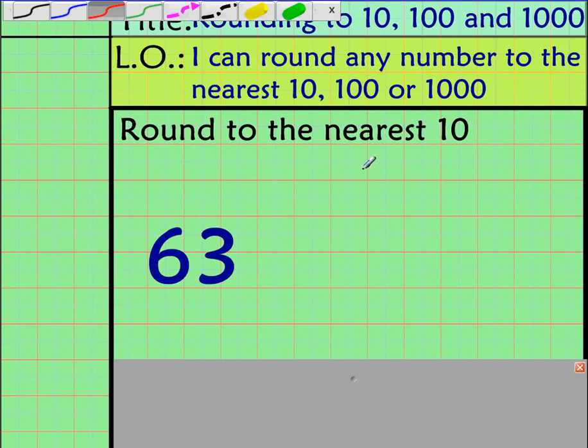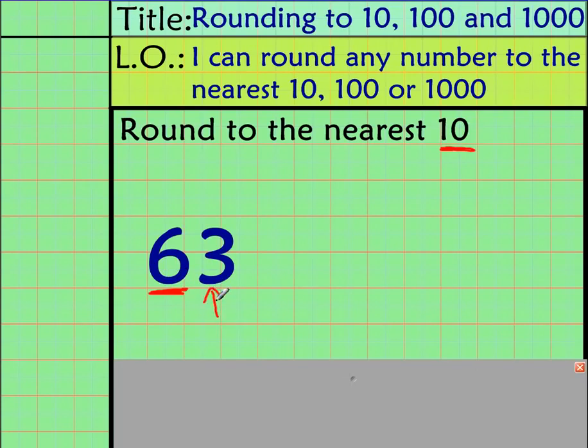If we're rounding to the nearest 10, all I want you to do is go to the digit in the tens position. So this is units, this is tens. Underline the digit in the tens column, and the indicator, the one which tells me how I'm going to round, is the one to its right. Draw a little arrow at the digit you're looking at. This is my indicator.